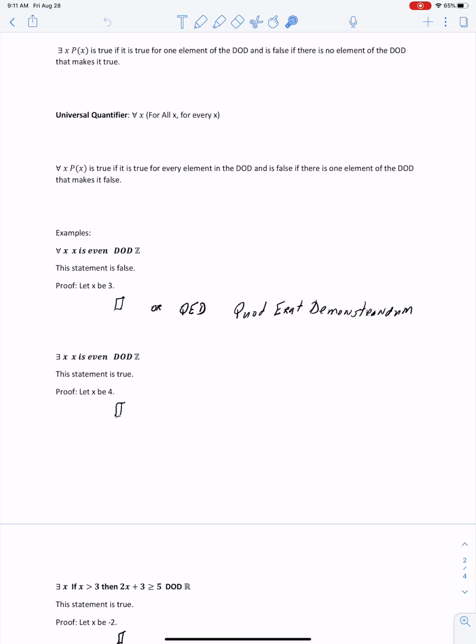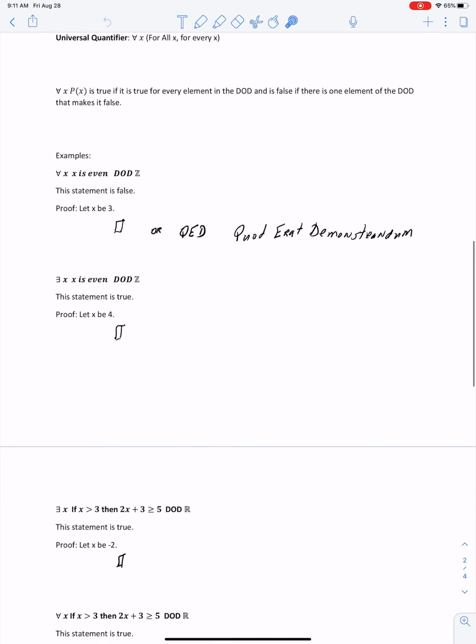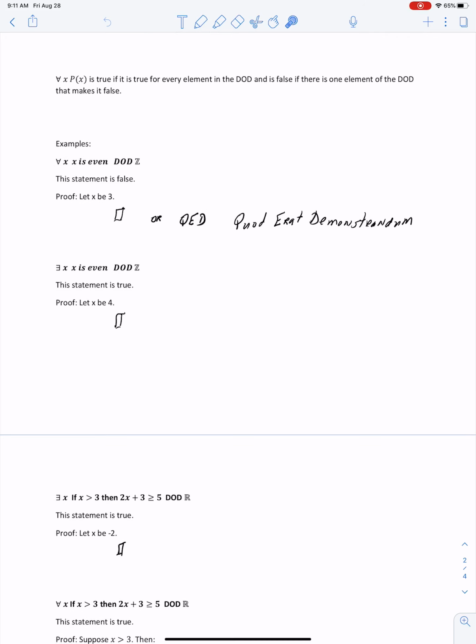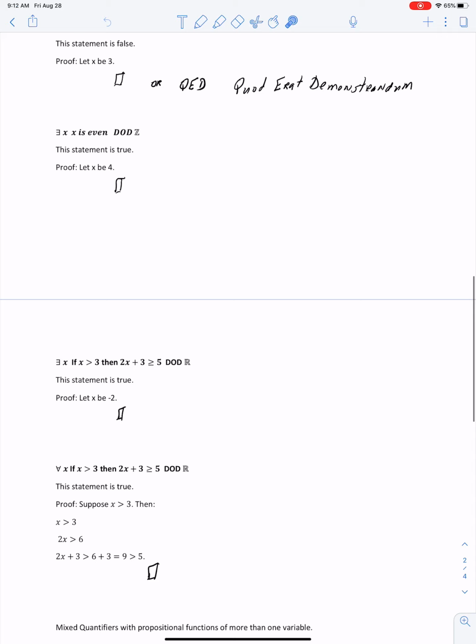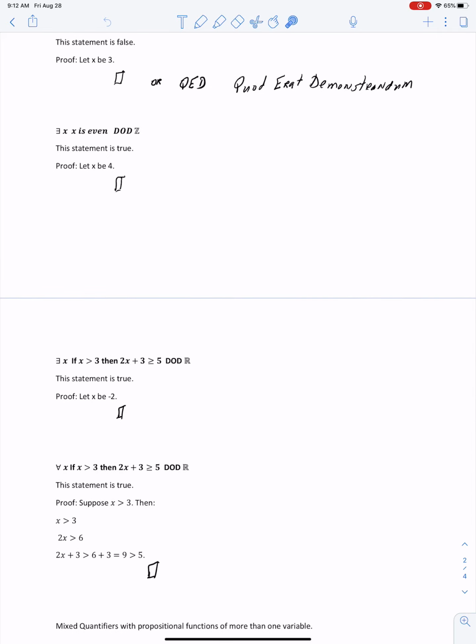Well, I claim it's true. Remember, for an existentially quantified propositional function to be true, all I have to do is find one value that makes it true. So I'm going to say, how about this? Let X be 4, because I know 4 is even. By the way, what does it mean to be even? It means that when you divide it by 2, you get an integer, and 4 divided by 2 certainly is an integer. It's 2.